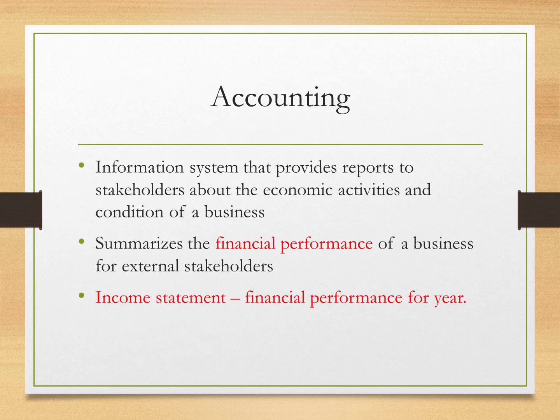So now that we understand the activities that accountants are involved in, let's bring it together and talk about the information that's provided by accountants. Accounting is an information system that provides reports to stakeholders about economic activities and conditions of a business. This is summarized in 2 separate statements. One relates to financial performance or financial activity. This is our income statement, where we are measuring the activity during a period.